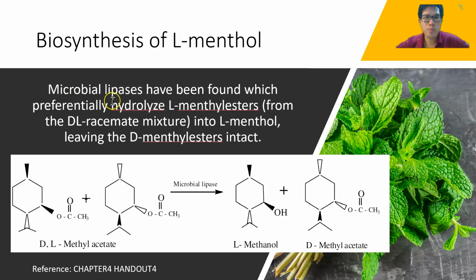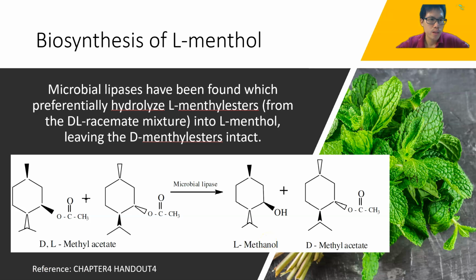This microbial lipase preferentially hydrolyzes the L-menthyl esters into L-menthol. So you can see from here, if you have these two isomers, the microbial lipase will use the L form to generate L-menthol, and the D one will not be touched here. After that, you can isolate the L-menthol, which gives you the peppermint flavor.